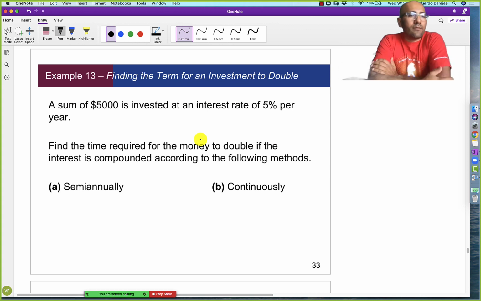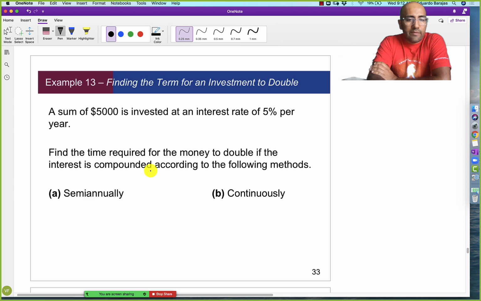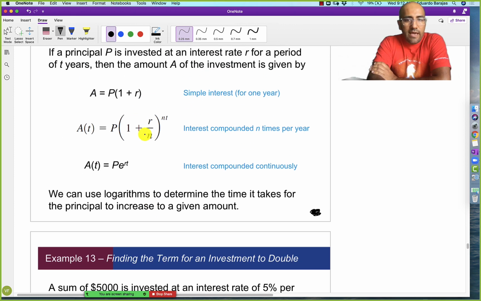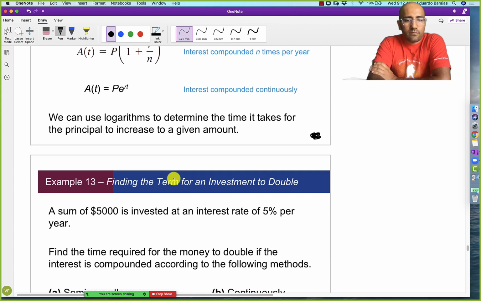Let's look at some examples. A sum of $5,000 is invested at an interest rate of 5% per year. Find the time required for the money to double if the interest rate is compounded in the following methods. Okay, so we know our formula for compounding. For this one, semi-annually, it's going to happen twice a year, so that means n equals 2. Semi-annually is just going to be this formula. We'll replace n by 2. We know the interest rate, we know the principal, and we know that it's going to double.